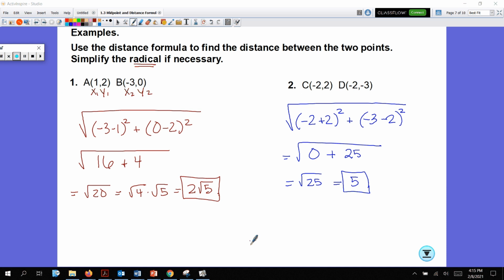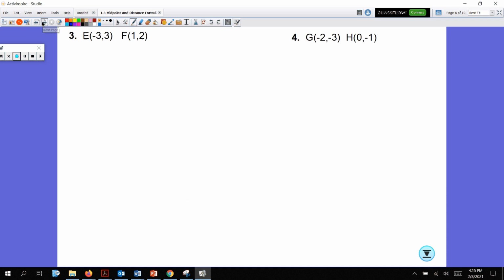Let's look at a couple more examples here. I'll do one, you do the other one. I think this will work out pretty nice. All right, so the difference of my x's, right? Don't forget the radical. 1 plus 3, because that's 1 minus -3, plus 2 minus 3.